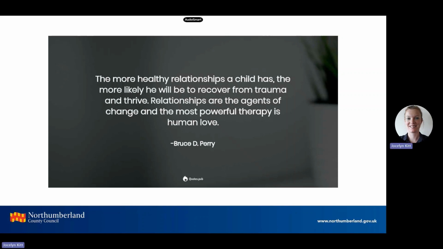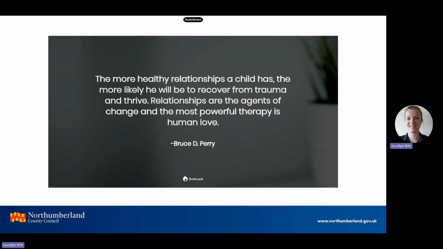Bruce Perry is a psychiatrist, clinician, and researcher in children's mental health and neuroscience. Perry's work has influenced a lot of what we now know about how trauma and stress affect the brain development and behaviour of children. Perry suggests we should always be asking, what happened to you, rather than, why are you behaving like that?